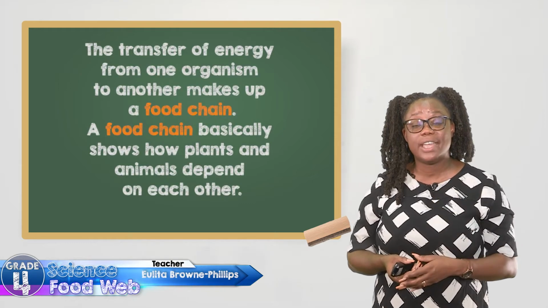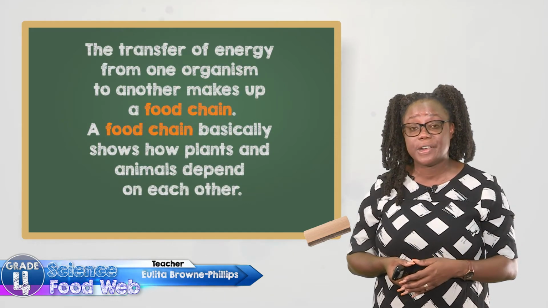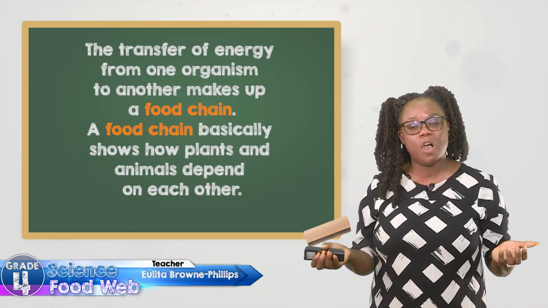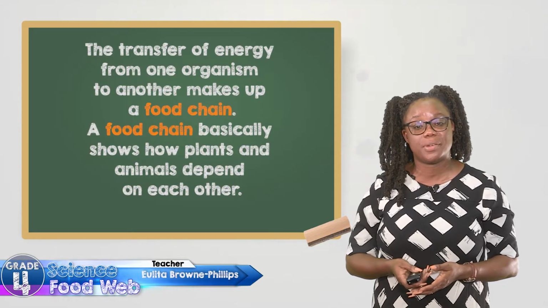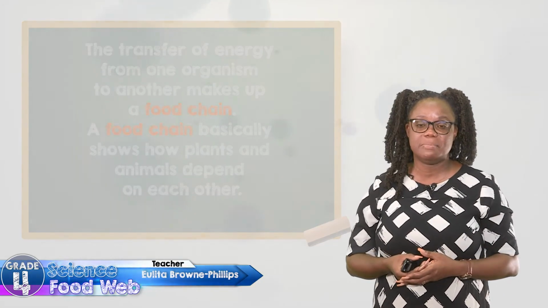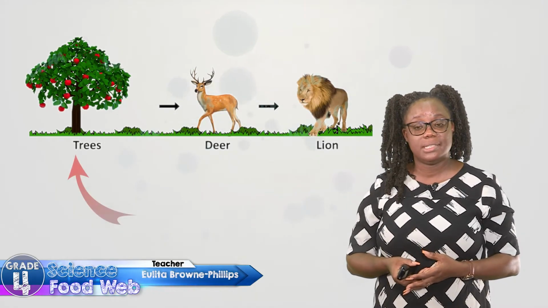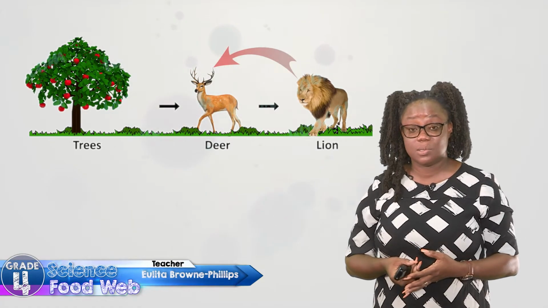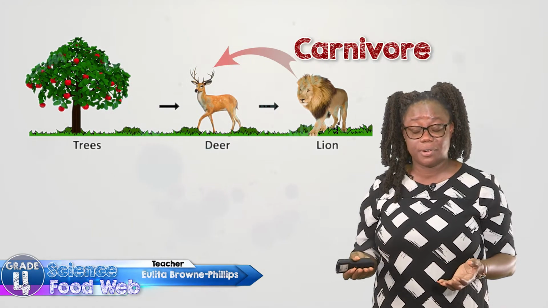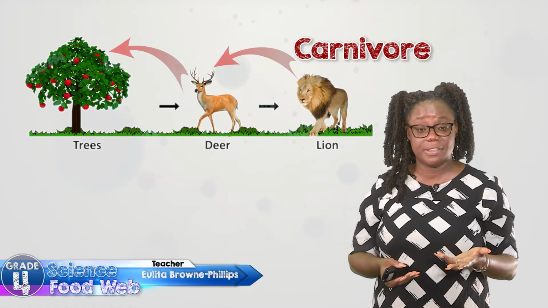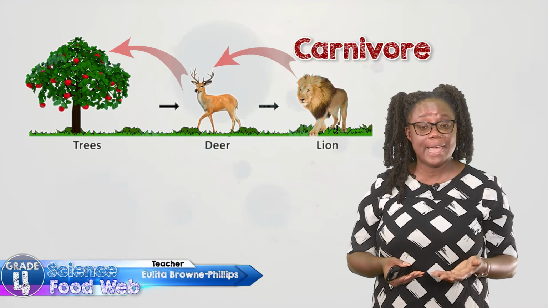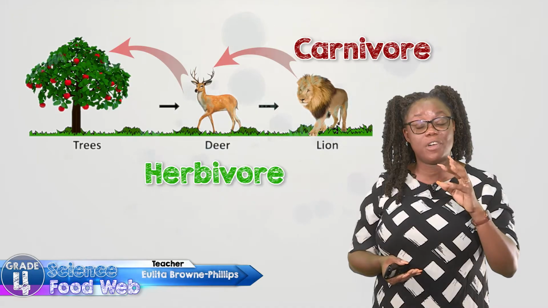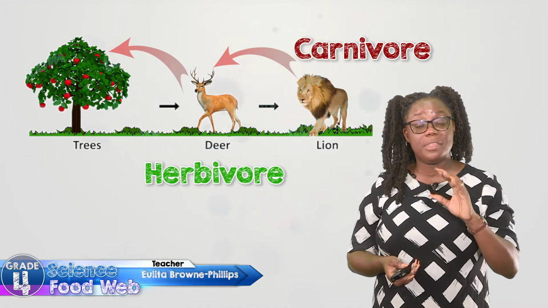The transfer of energy from one organism to another makes up a food chain. A food chain basically shows how plants and animals depend on each other. Here is an example of a simple food chain. Tree, deer, lion. The lion eats the deer. So the lion is a carnivore. The deer eats the tree, or the deer eats the plant. The deer is a herbivore, and the plant would have gotten its food from the sun.